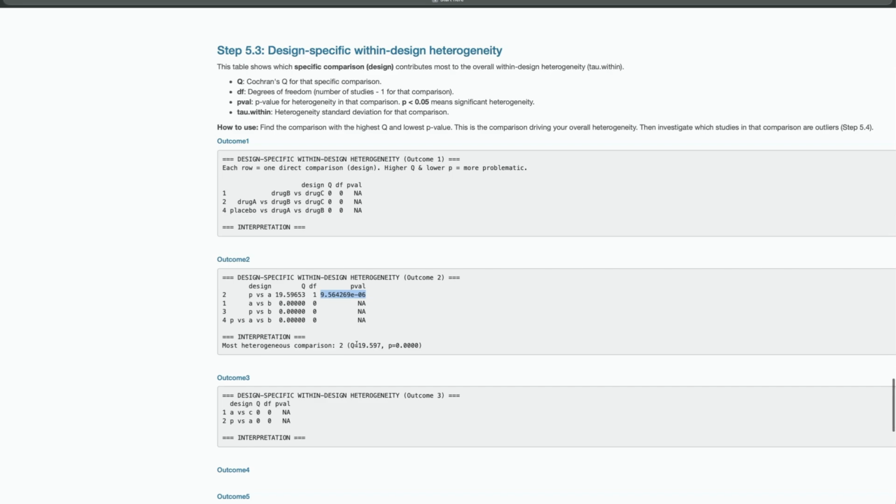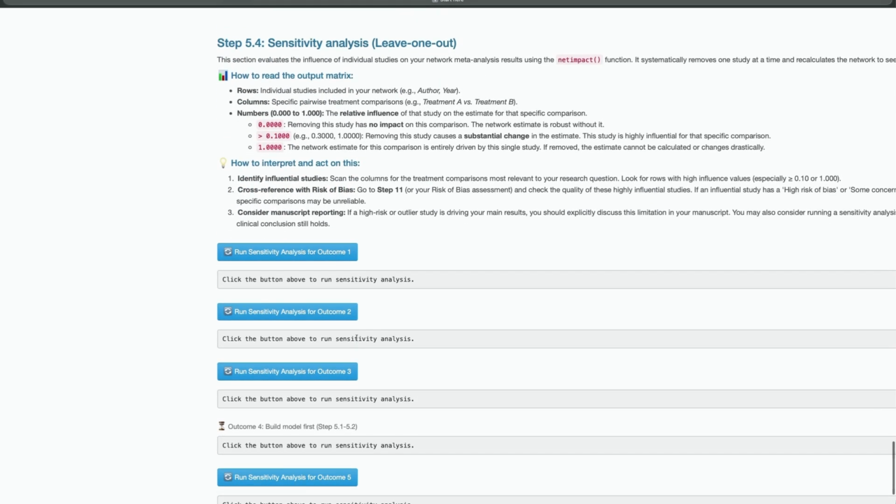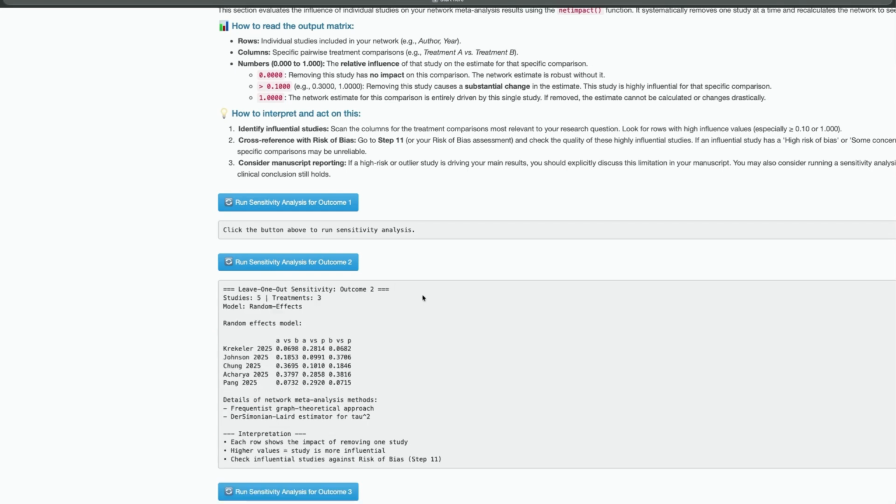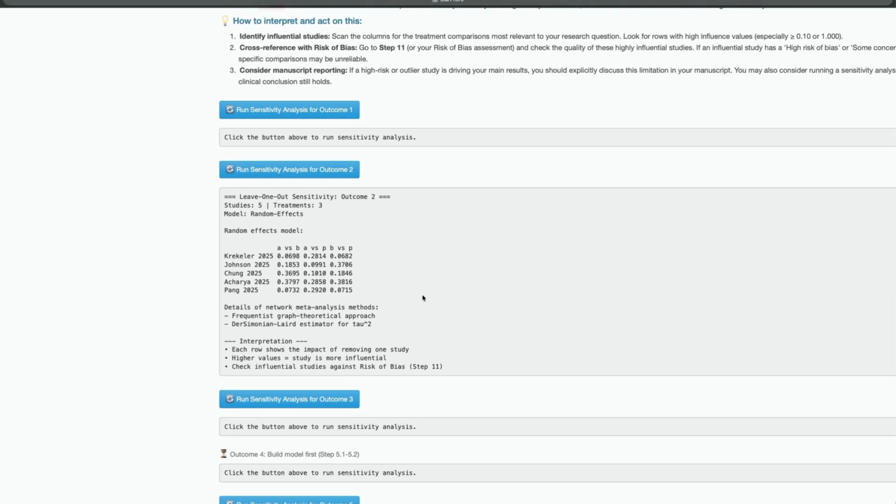Now let's look at step 5.4, sensitivity analysis using the leave one out method. This analysis systematically removes one study at a time and recalculates the entire network to see how much each individual study influences the results. Click the button to perform the analysis. Do note that it may take quite long to generate this table if your network is big or complicated.